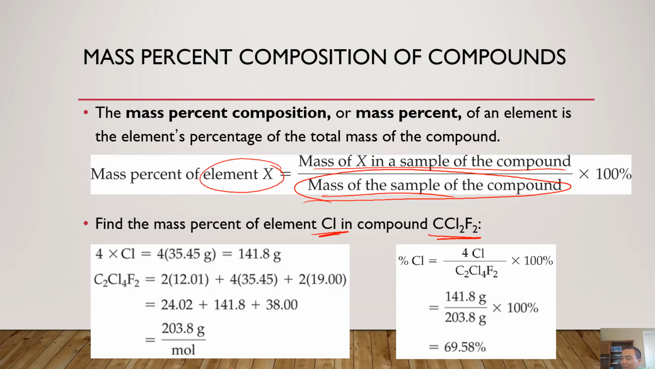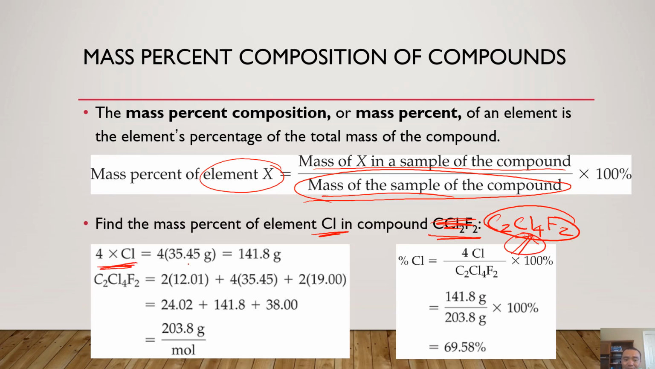Okay, so how do you do this calculation? Basically, you do need to know how many chlorines you have. Then you do the calculation. By the way, this formula is written wrong. It's actually C2Cl4F2. Sorry about it. So inside this formula, you see you have 4 chlorines over here. So that's why you have 4 chlorine.